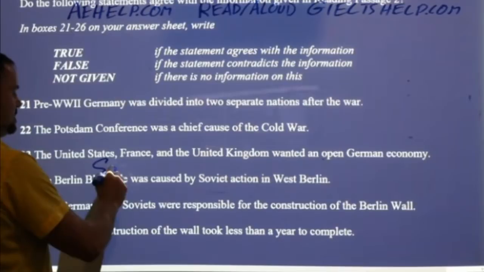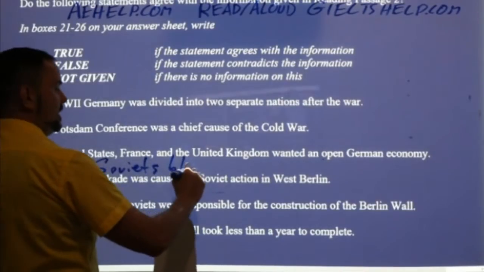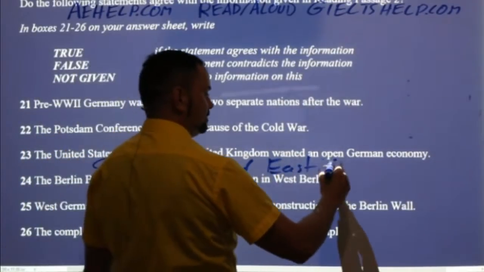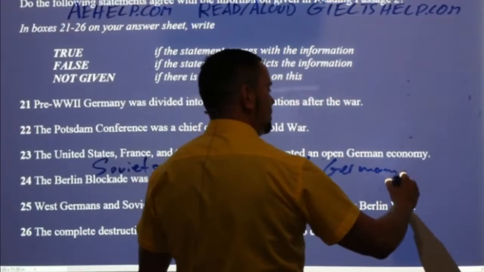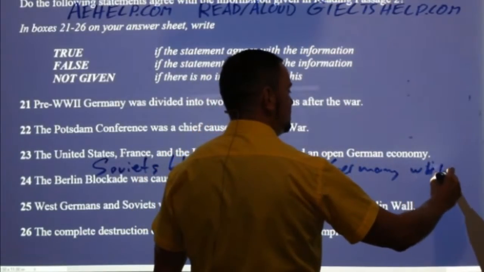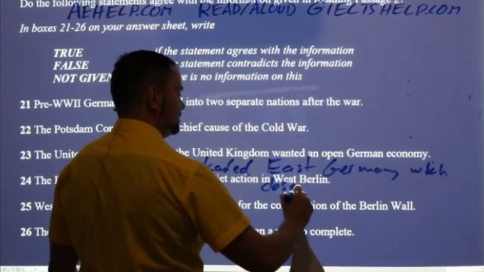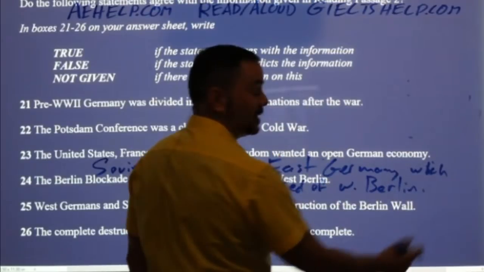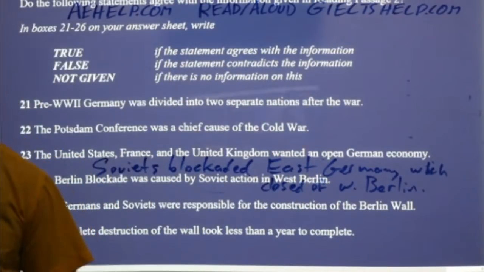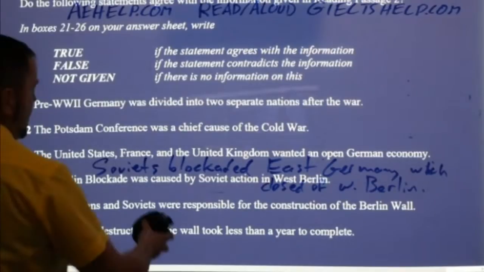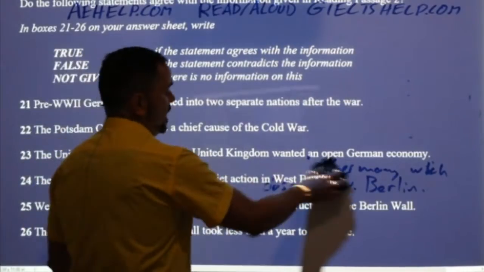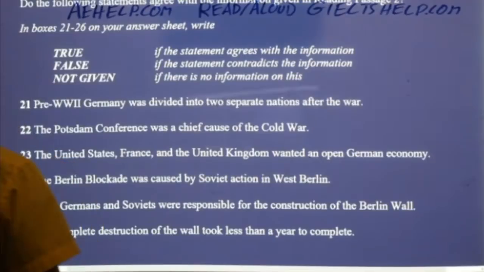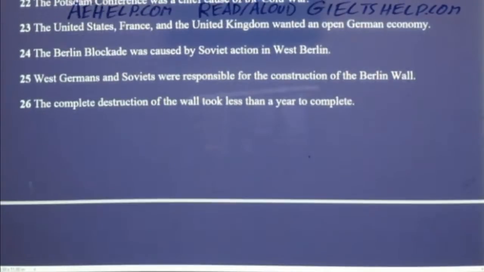So, Soviets blockaded East Germany, which closed off West Berlin. Okay, does that make sense? Yeah, it was a tricky one, but hey, students, again, if you get 12 out of 13 questions correct, you're still doing a fantastic job. Okay, let's go on to the next one, 25.